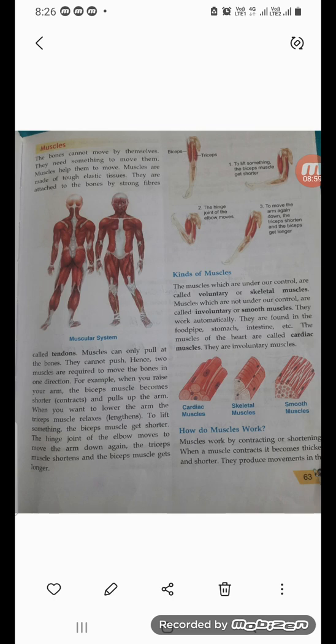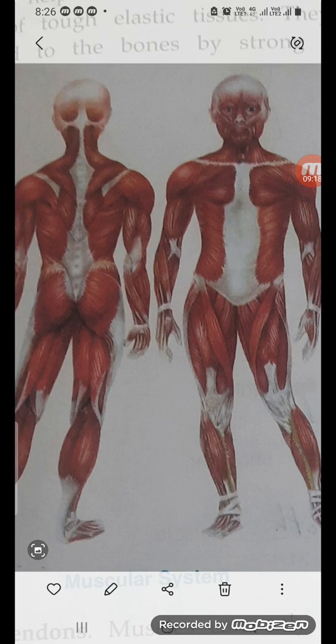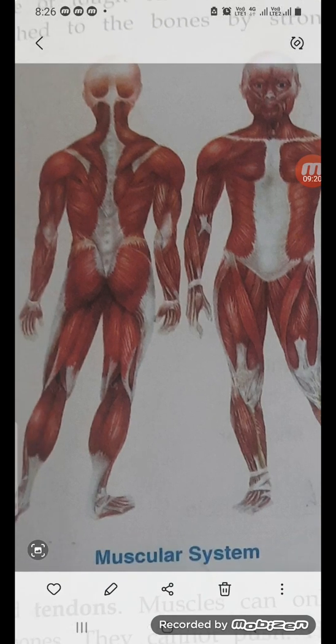The bones cannot move by themselves. They need something to move them. Muscles help them to move. Muscles are made up of tough elastic tissue. Muscles किससे बने हुए हैं? Tough elastic tissue. Bones move ही नहीं होते अगर इनको muscles के support नहीं मिलते तो. They wouldn't have moved. They cannot move. They are tough elastic tissues. They are attached to the bones by strong fibers called tendons.